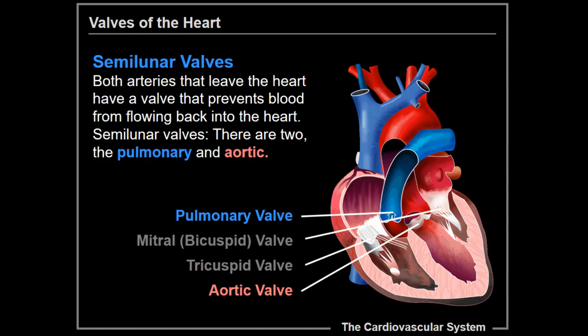The semilunar valves: both arteries that leave the heart have a valve that prevents blood from flowing back into the heart. Those are known as the semilunar valves. The one, again, at the base of the pulmonary trunk is called the pulmonary semilunar valve, and the one at the base of the aorta is called the aortic semilunar valve. So here is the base of the pulmonary trunk. We see the pulmonary semilunar valve, and then again here at the base of the aorta would be the aortic semilunar valve. And that is going to be all we need to discuss in video lesson 2.